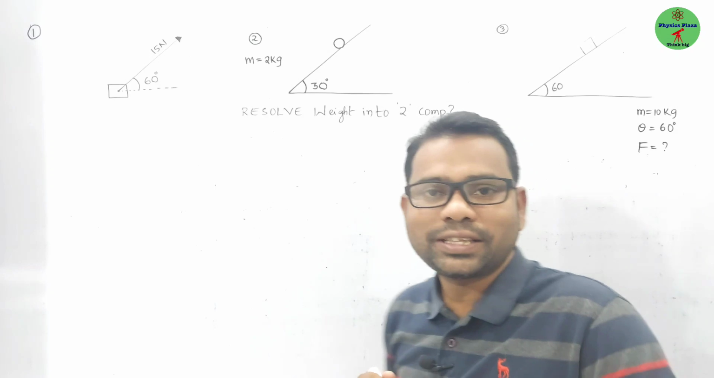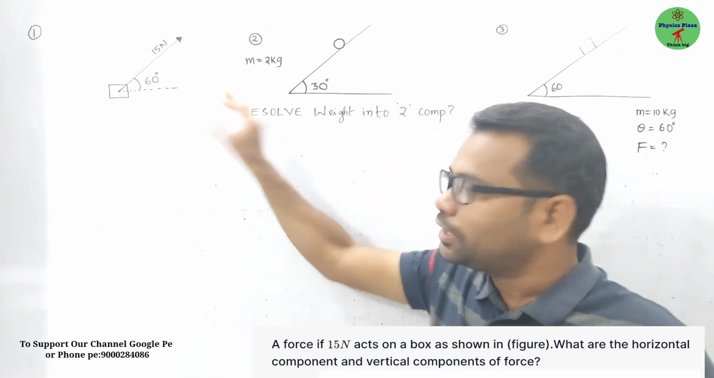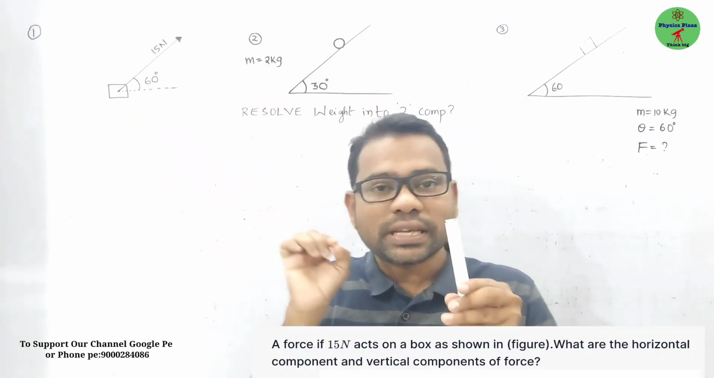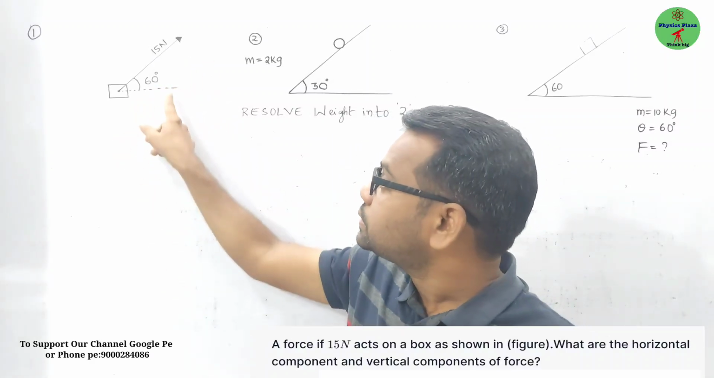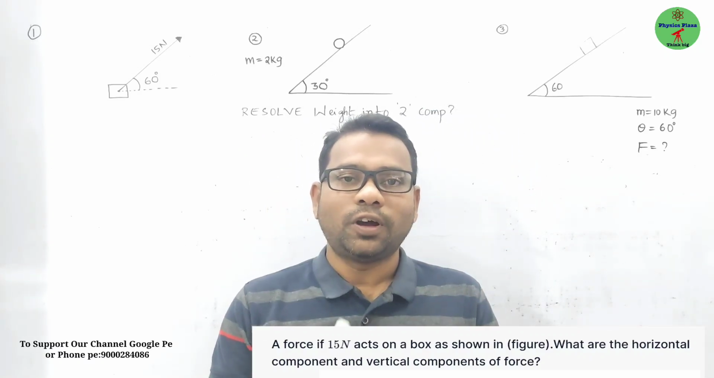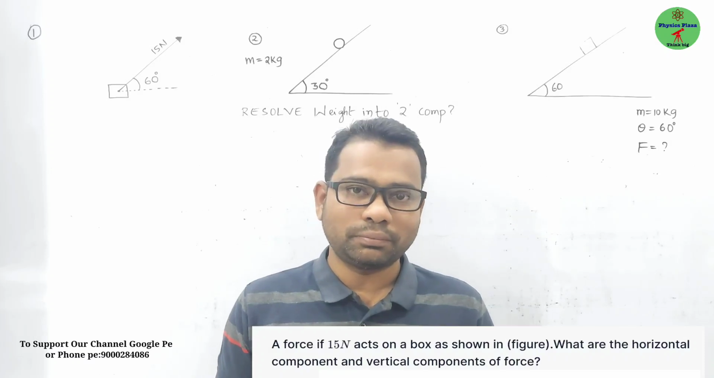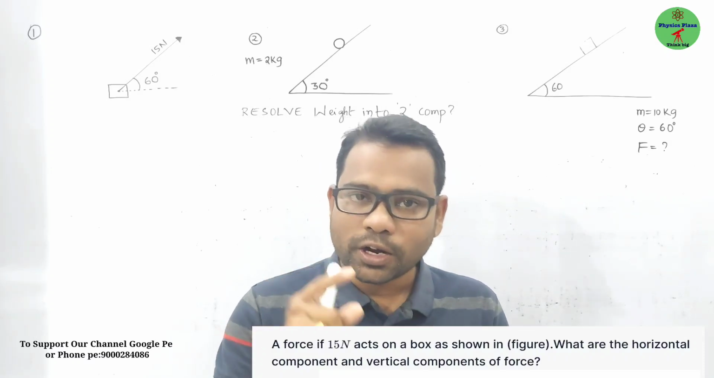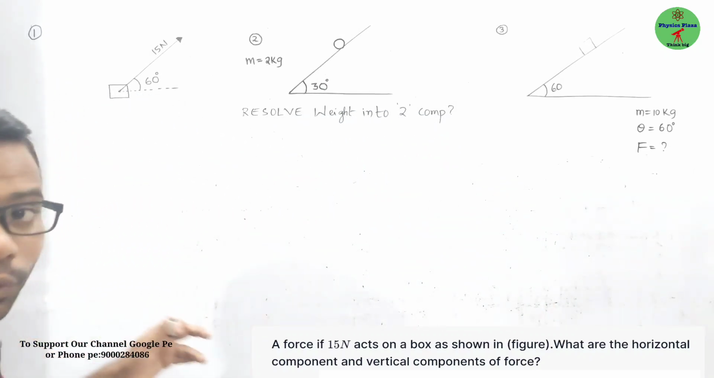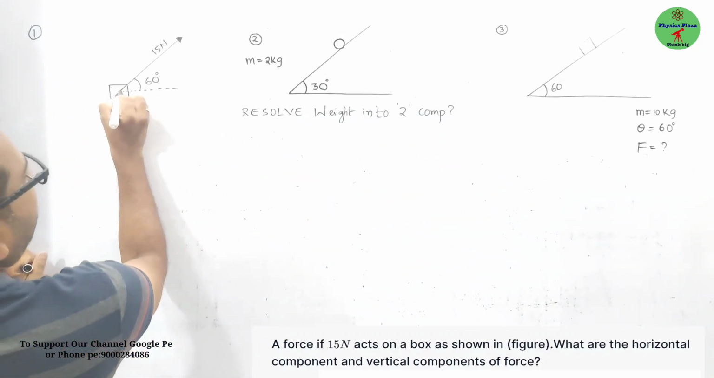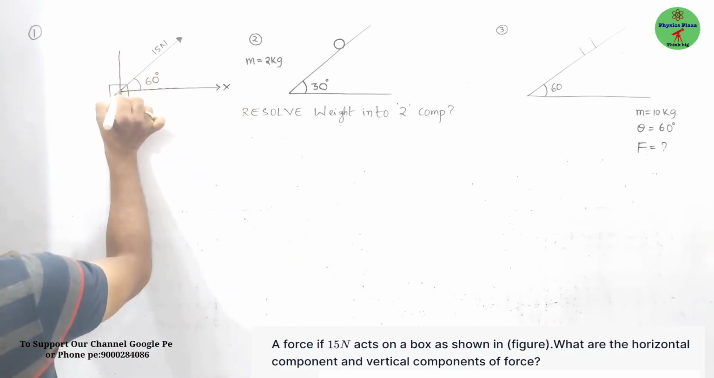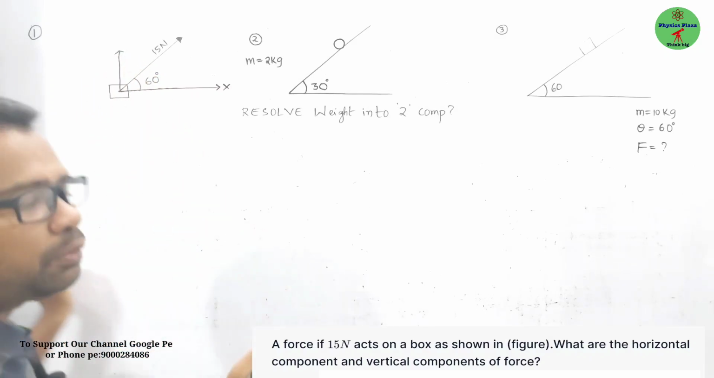Children, first let us see numerical 1. As per the numerical, it is given that a force of 15 Newton is acting on a body in such a way that it is making a 60 degrees angle with the horizontal. Now they are asking us to resolve the horizontal component and vertical component, meaning they are asking us to find the horizontal component of the force and the vertical component of the force. Okay, fine. So let us resolve into two axes, let us say the x-axis and here is the y-axis. Children, two rectangular components.